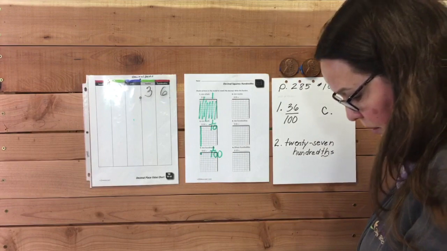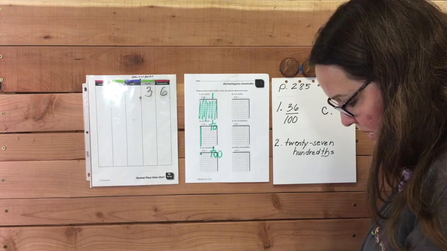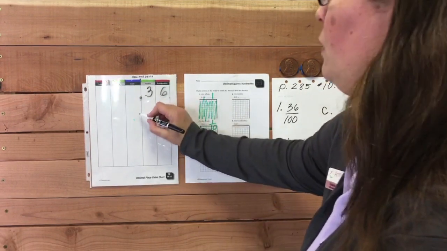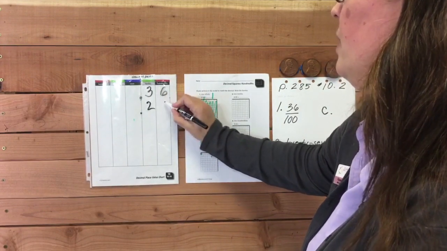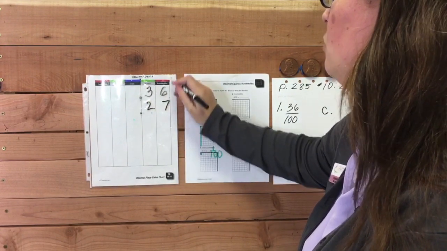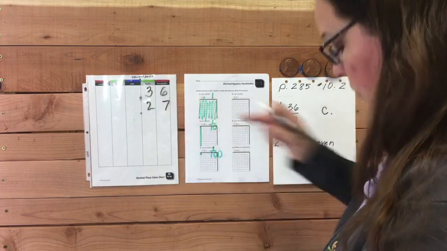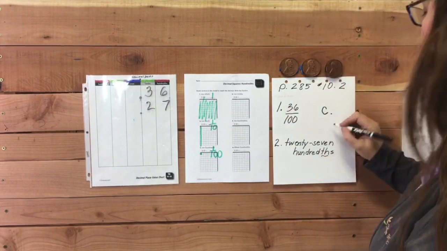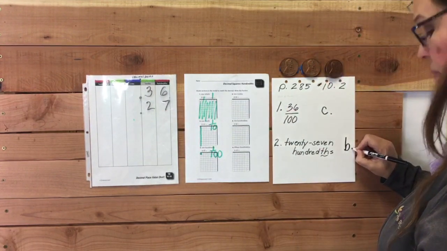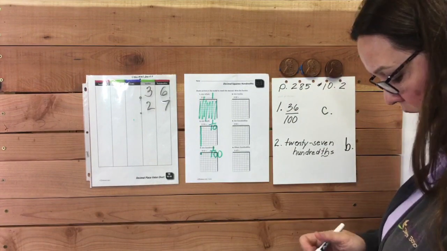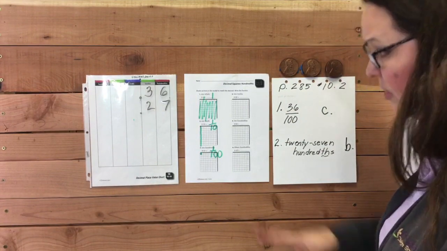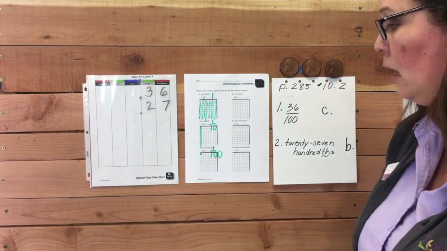And then we look at number 2, and it says 27 hundredths. If you write that on your chart, 27 hundredths, you will see it's 0.27, and 0.27 is letter B. So, guys, keep going with this. Use your chart to help you.